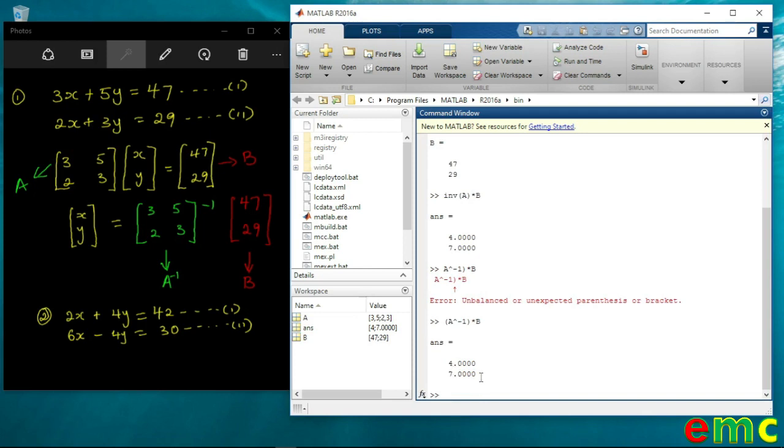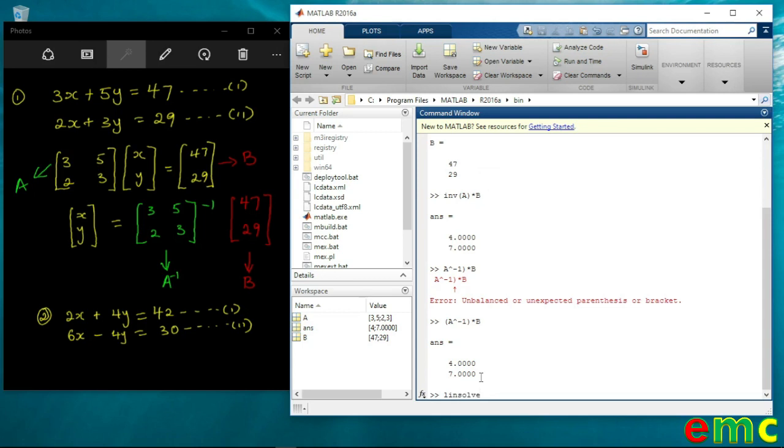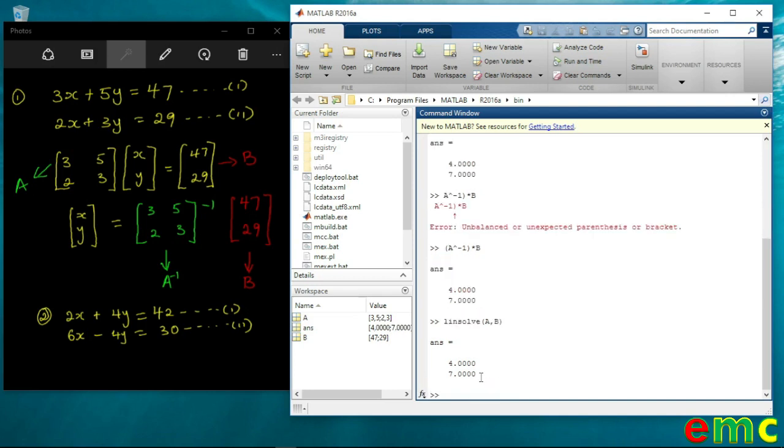An alternative method of solving this with Matlab is using the linsolve function of Matlab. Your linsolve goes by the spelling of linsolve. So that is a linear solver function of Matlab. We have linsolve A, B. Close the brackets. Then you have x to be 4 and y to be 7.